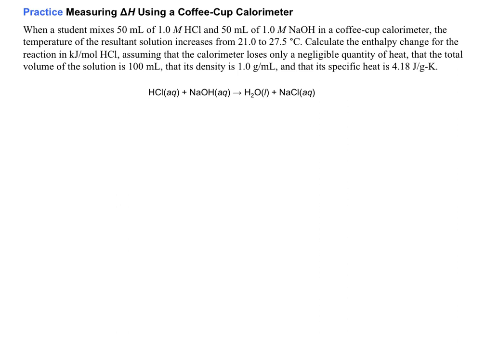So the total volume of the solution is 100 milliliters, and its density we're going to assume is 1 gram per milliliter, and that its specific heat is that of water. So where do we start? I'm going to say the heat of my solution equals Cm delta T. My heat capacity is 4.18 joules per gram degrees Celsius.